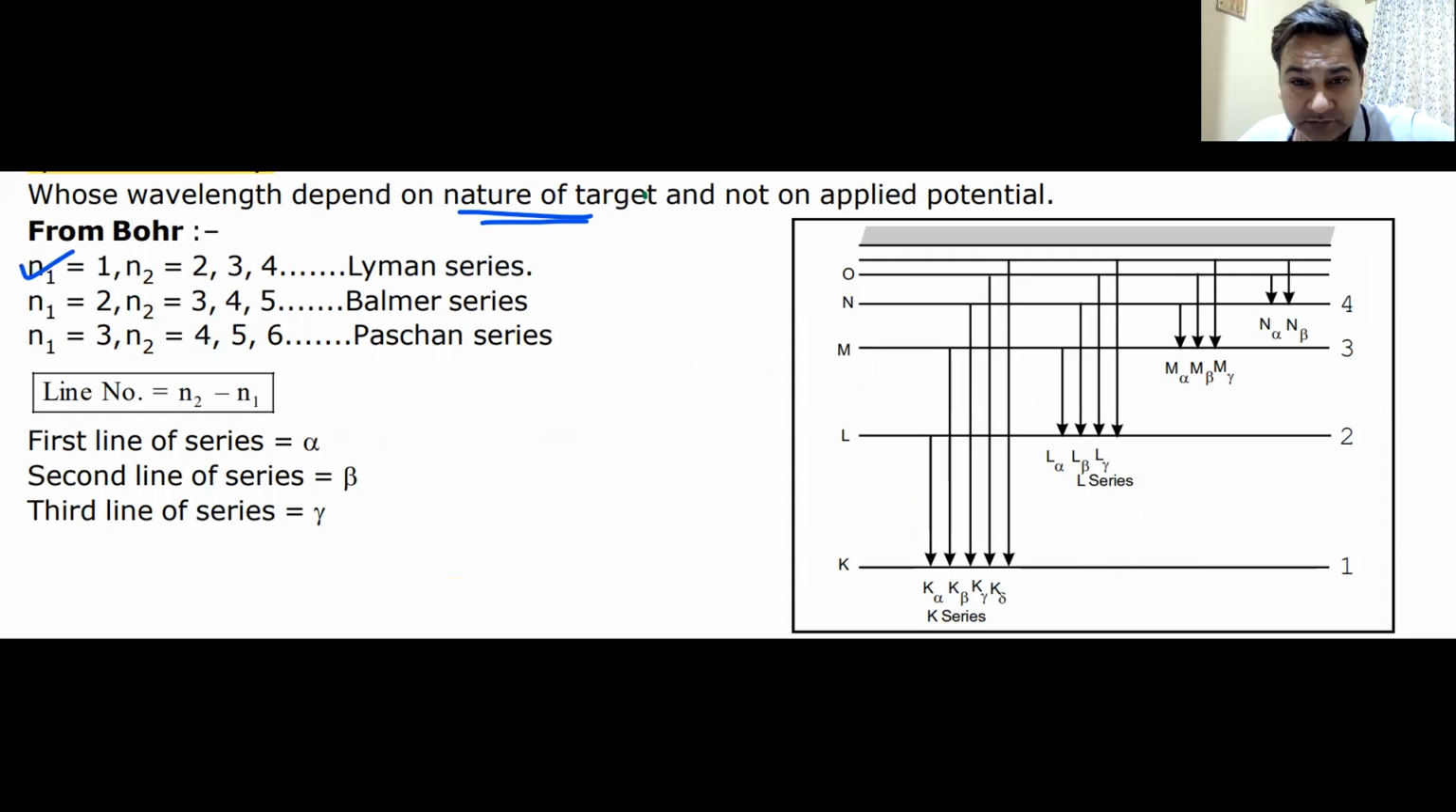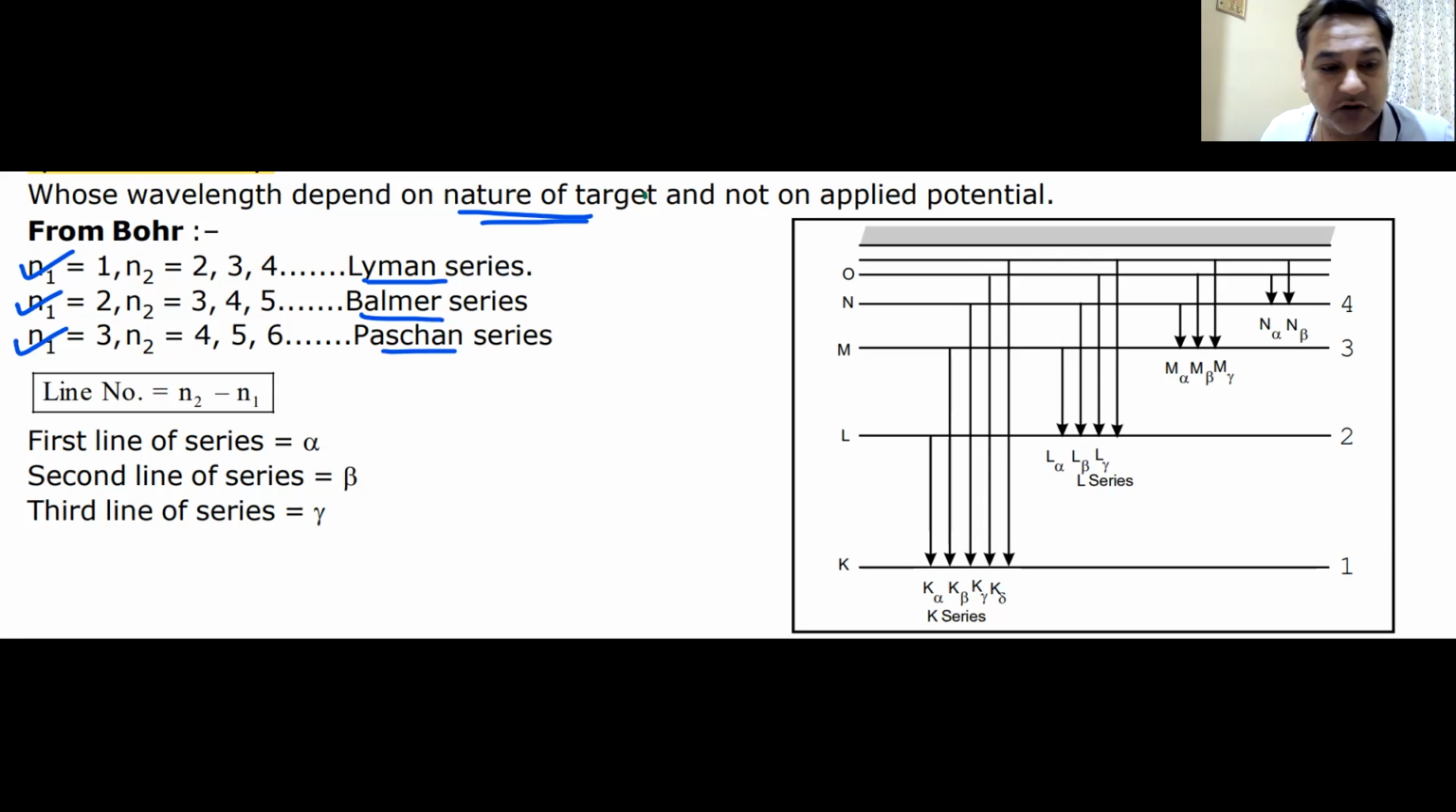If n is 1, the first shell, and something jumps from a higher shell to the first shell, we know that this is known as the Lyman series. Yes or no? Yes, sir. If something jumps from a higher shell to the second shell, we call it the Balmer series. Third shell, Paschen, Brackett, Pfund and all those series. We remember this. Yes, sir.